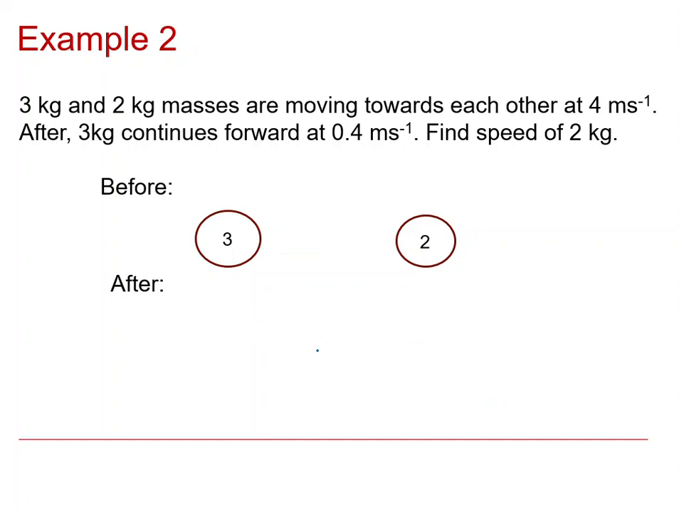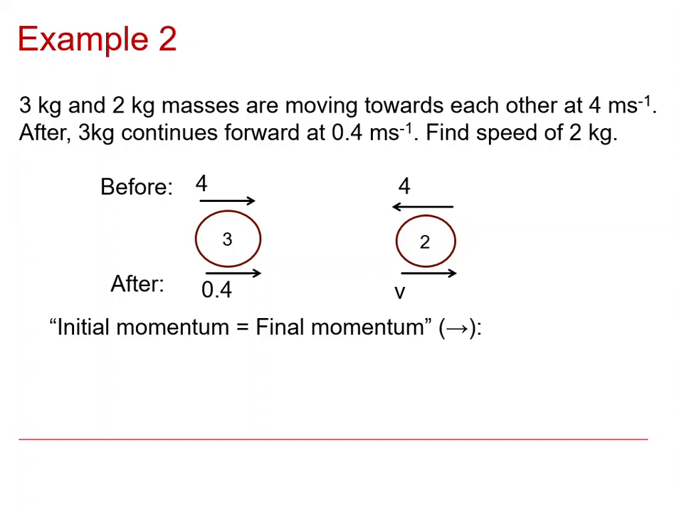Right, a slightly different problem. 3 kilograms, 2 kilograms moving towards each other at 4 meters per second. So we'll put our 2 arrows of 4 on the top, moving towards each other, and we'll have the fact that the 3 kilogram moves forwards at 0.4, and we're asked to find the speed of the 2 kilograms. So if we put that information on, we're essentially trying to find out what v is.